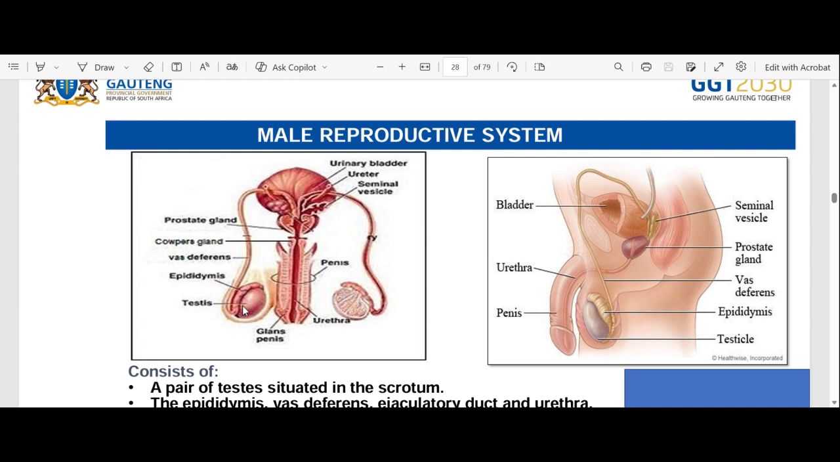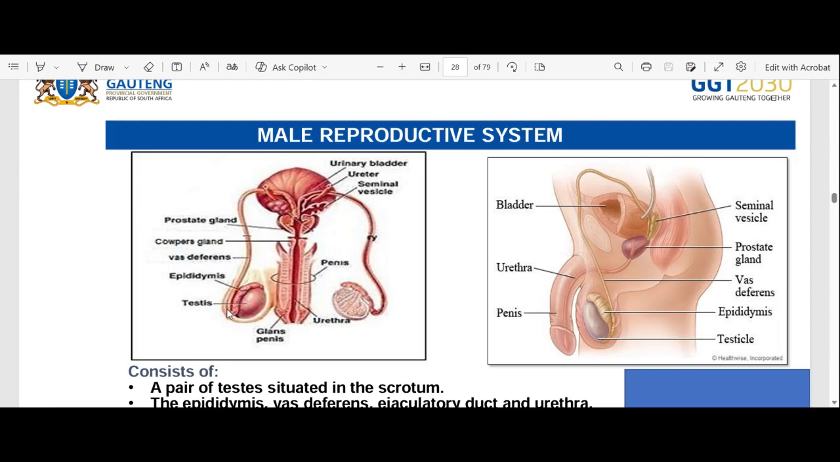Okay, from the testes we go to our epididymis, this coiled tube-like structure that's wrapping the testes. What's the function of the epididymis? The function of the epididymis is that it stores sperm temporarily until they mature.